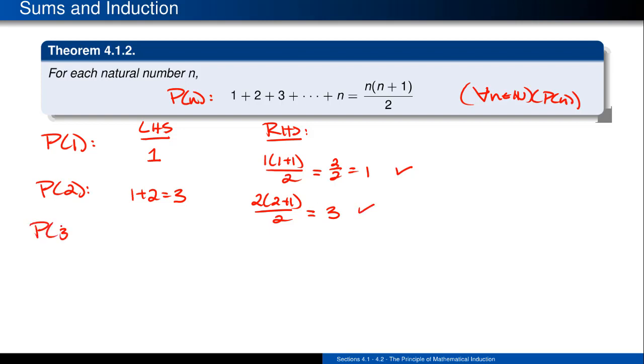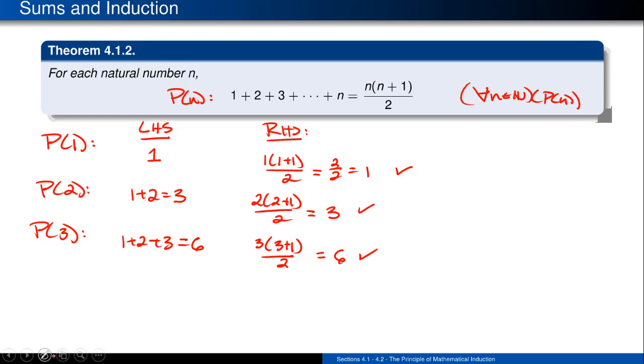Likewise, if I look at P3, that's going to be 1 plus 2 plus 3, which we know is 6. And then plugging 3 into the right-hand side, it's 3 times 3 plus 1 all over 2. This is going to be my 4. My 4 times 3 is going to make 12. 12 divided by 2 is going to make my 6, which is exactly what I wanted to see.